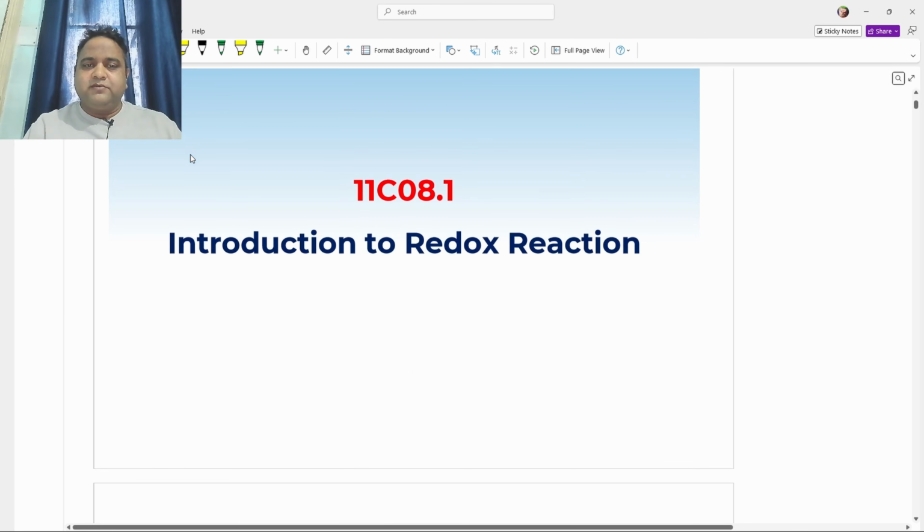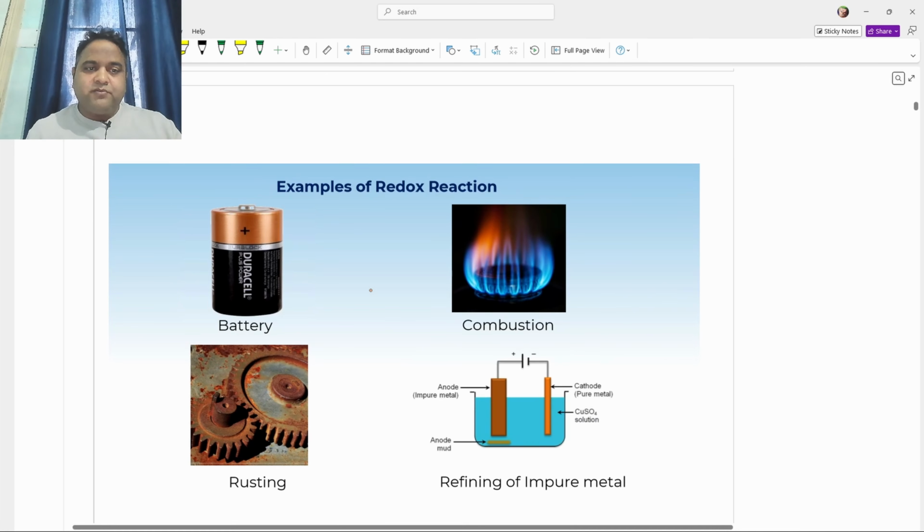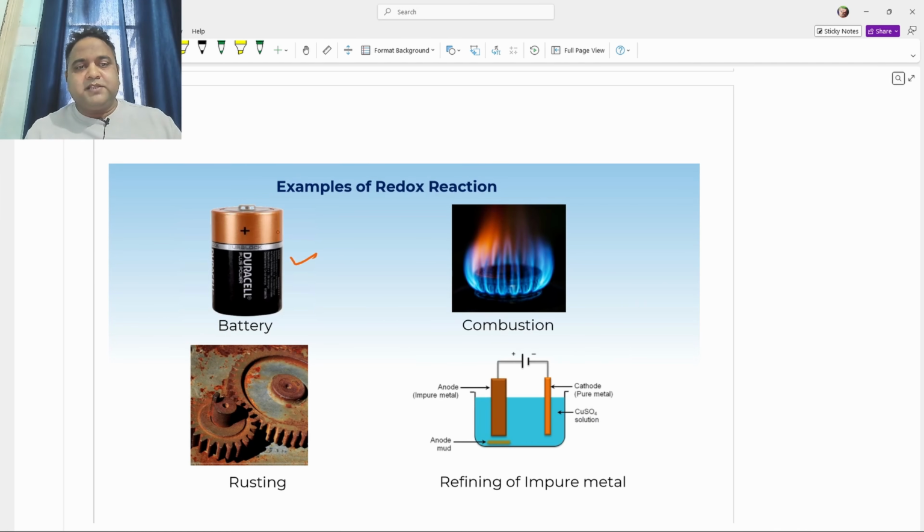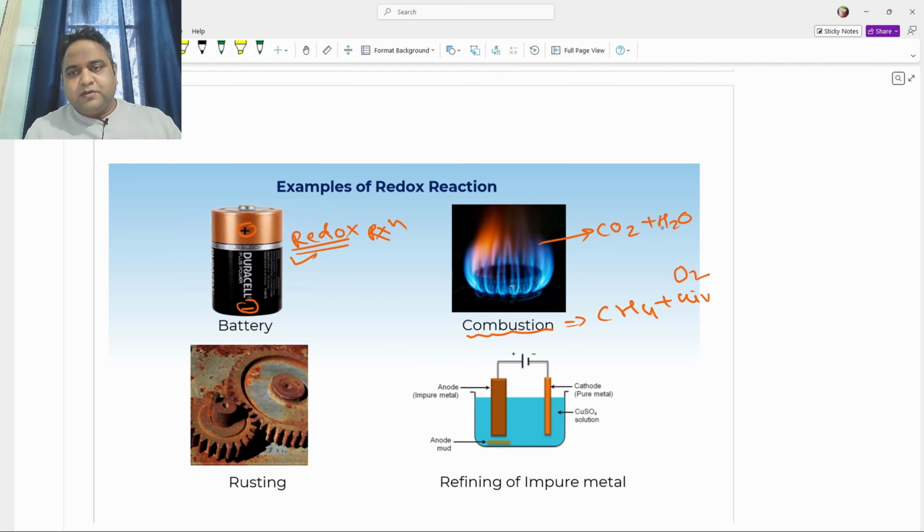Now let us see some examples. We have a battery. There is a positive terminal and a negative terminal. Inside this battery there is a redox reaction. The battery produces current because of the redox reaction. Another example is combustion. At the time of combustion, your gas or LPG gas burns with the air, that is the oxygen gas. After that there is a formation of carbon dioxide and H2O, both in gaseous state, along with heat.